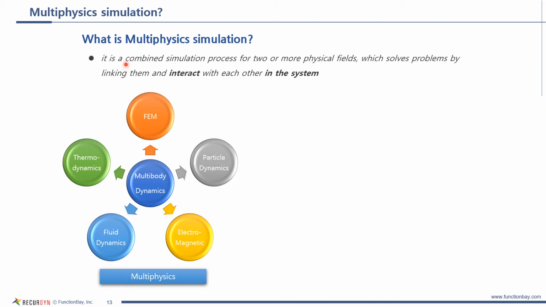It is a combined simulation process for two or more physics fields which solves problems by linking them and interacting with each other in the system. Here, the important keywords are interact and in the system. First, let me talk about multiphysics in terms of physics. The diagram focuses on multibody dynamics. In this way, solving problems by interacting with each other such as finite element method, particle dynamics, and fluid dynamics can be represented as multiphysics.